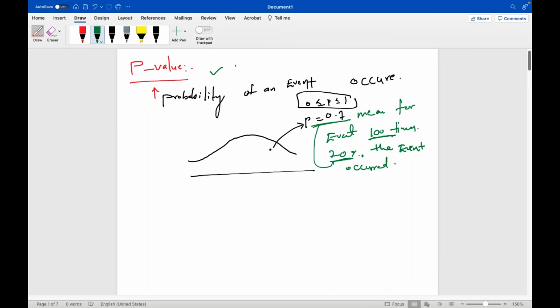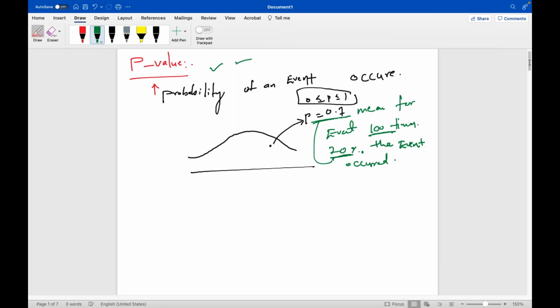So p-value is nothing but a probability, right? Once you understand this, I would like to introduce 3 more concepts. Please note this one. If you're done, please let me know so that I can start the 3 more concepts from statistics.